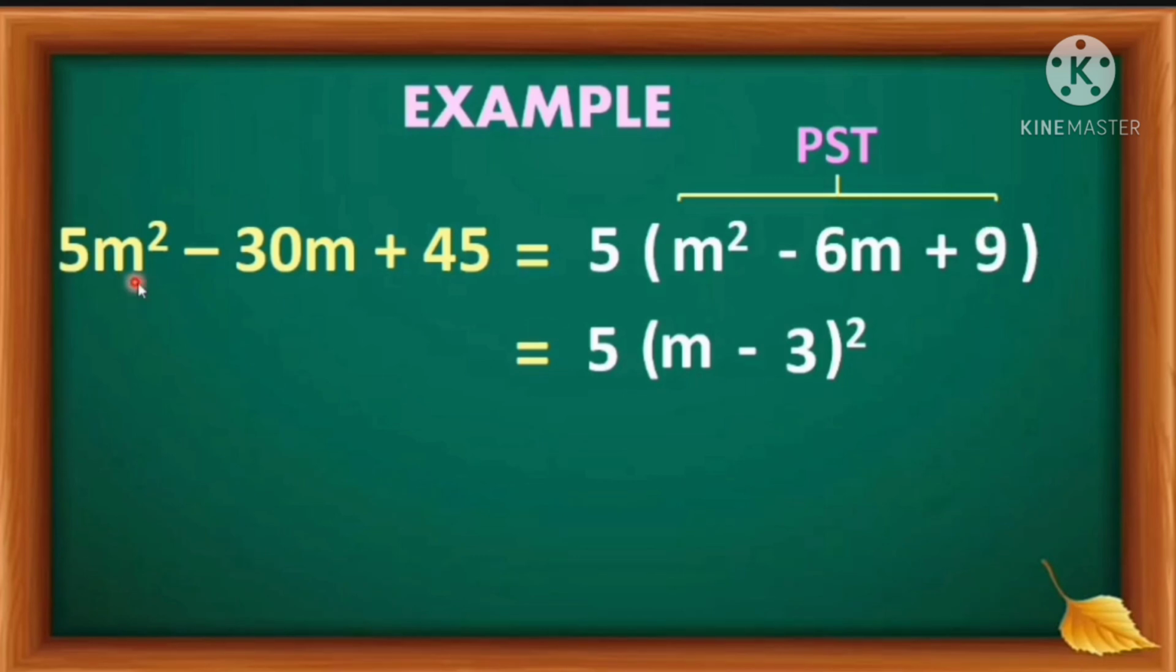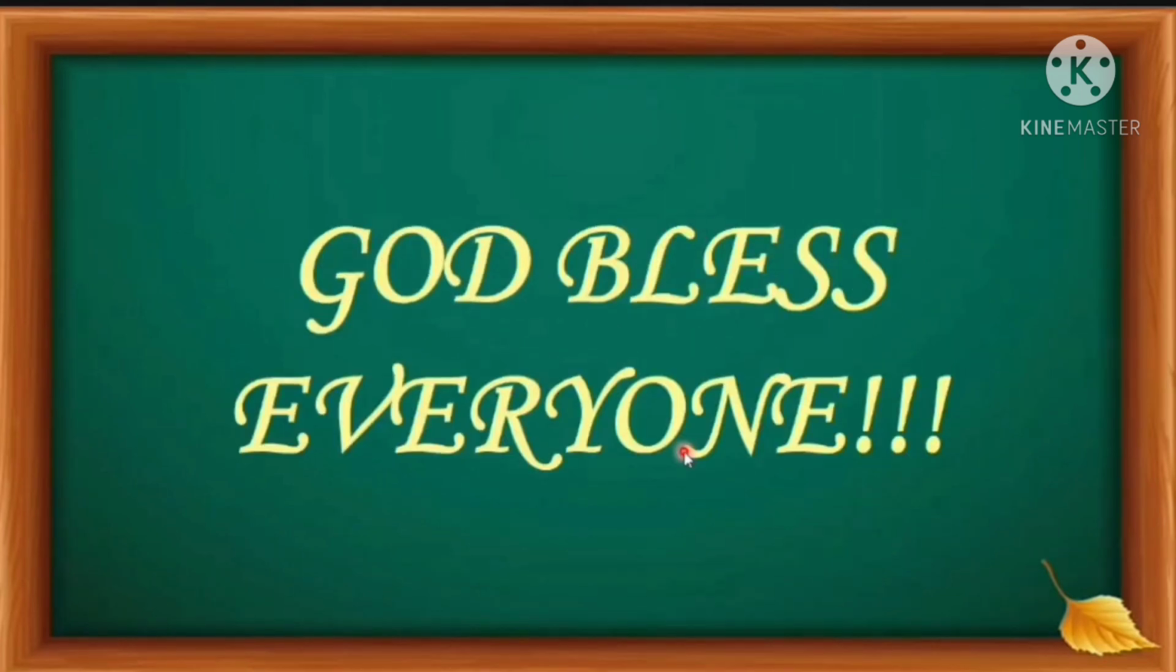So we have the factor of 5m squared minus 30m plus 45 is equal to 5 times the quantity m minus 3 squared. So dito sa last example natin, we have applied two methods in factoring. The first one is factoring polynomials with GCF, as we have done in the first line of our solution. And the second one is factoring perfect square trinomials. Okay, so I hope you understand. God bless everyone and good day.